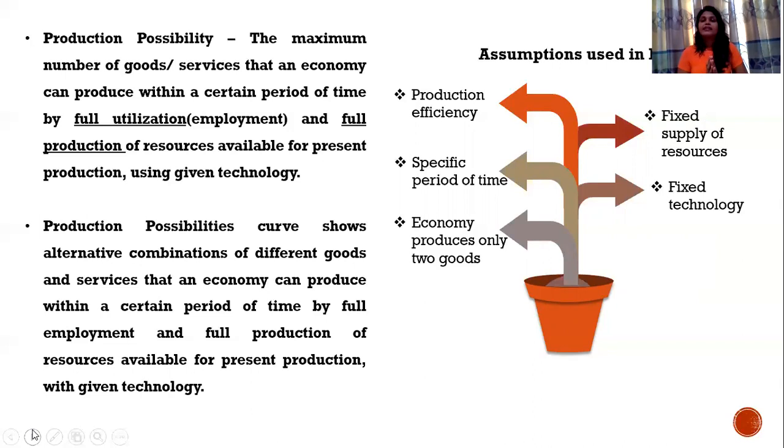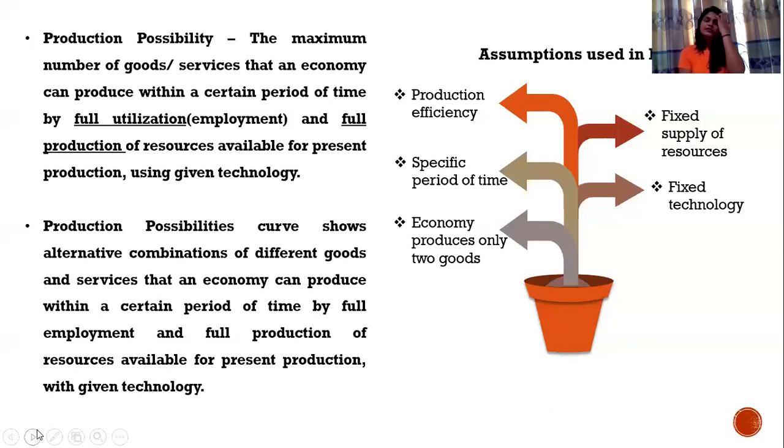And there are 5 assumptions in developing a production possibilities curve. First one is production efficiency, that is full employment and full production. The next one is specific period of time. The production possibilities curve we develop is for a specific period of time. Why? Because with time changes, the production possibility of the economy will change.